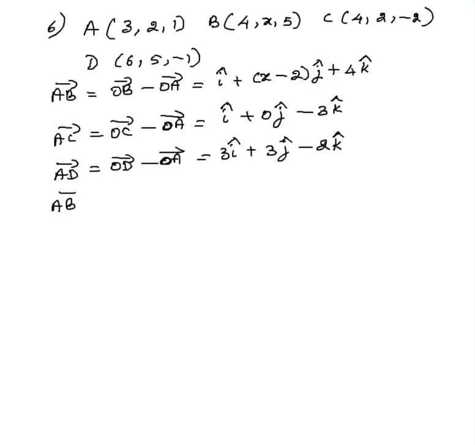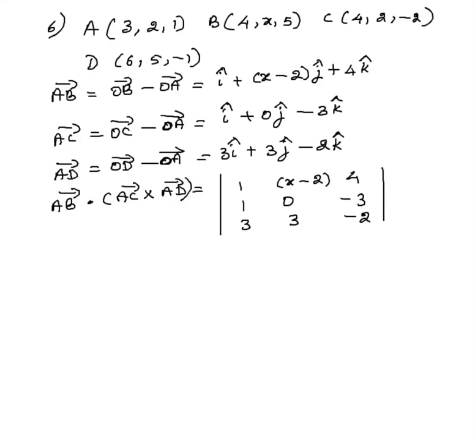Let us do the scalar triple product of these three vectors. We will write the determinant. First row AB vector 1, x minus 2 and 4. Then components of the second vector 1, 0, minus 3. Components of the third vector 3, 3 and minus 2. The question says that these 4 points are coplanar. Therefore, the scalar triple product has to be 0.